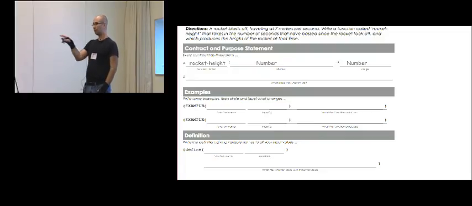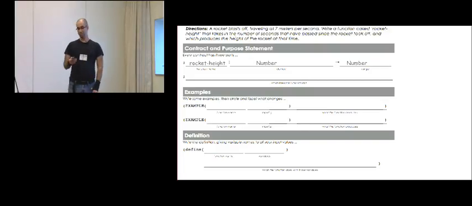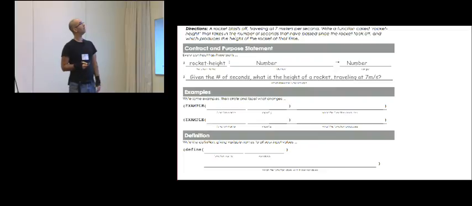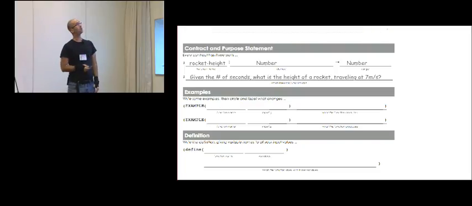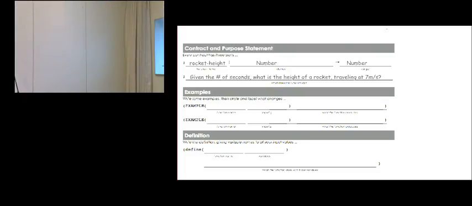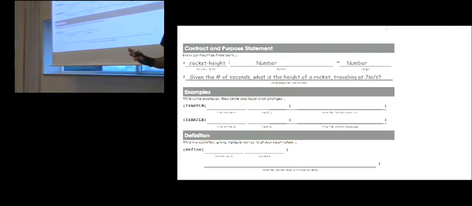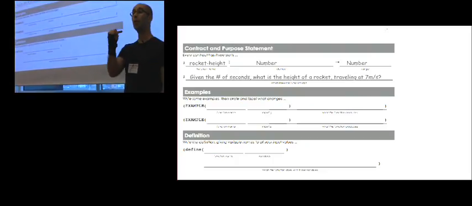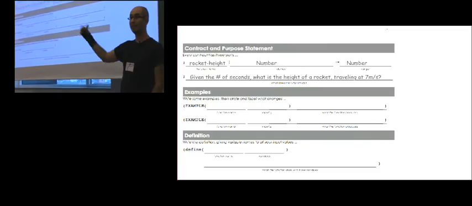Did everyone write down a purpose statement on your paper? So here's how we assess it. See that word problem? Here's a purpose statement: given the number of seconds, what's the height traveling at 7? So that word problem, it's gone. Fold over the top of your paper so you can no longer see the word problem. It's gone. So all you can see now is your contract and your purpose statement, the previous phase of the compiler.